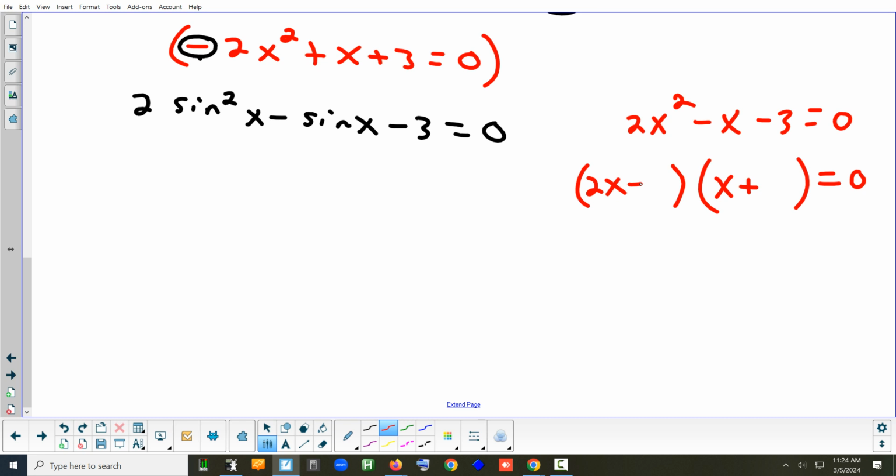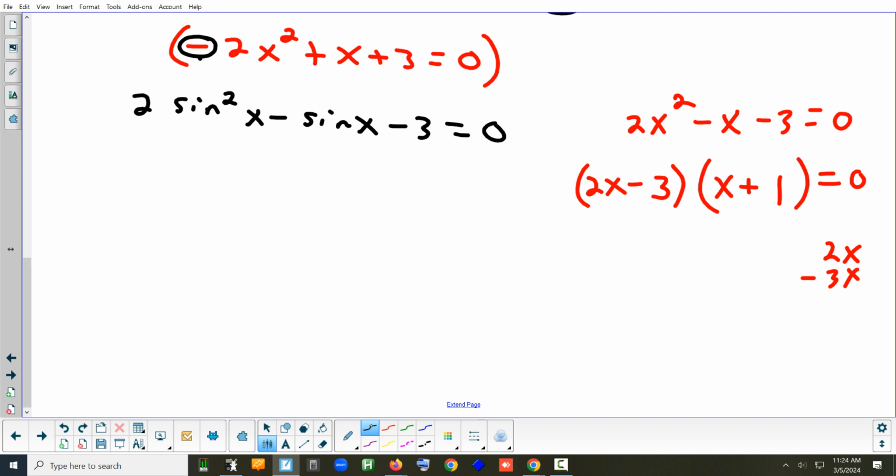Okay, now I need two numbers that multiply to give me 3. 1 and 3. So I would try 1 and 3 and see what happens. Okay. 2x times x is 2x squared. What's 2x times 1? 2x. What's x times negative 3? Negative 3x. And what's 2x minus 3x? Negative x. Perfect. So that's how you want to factor it.